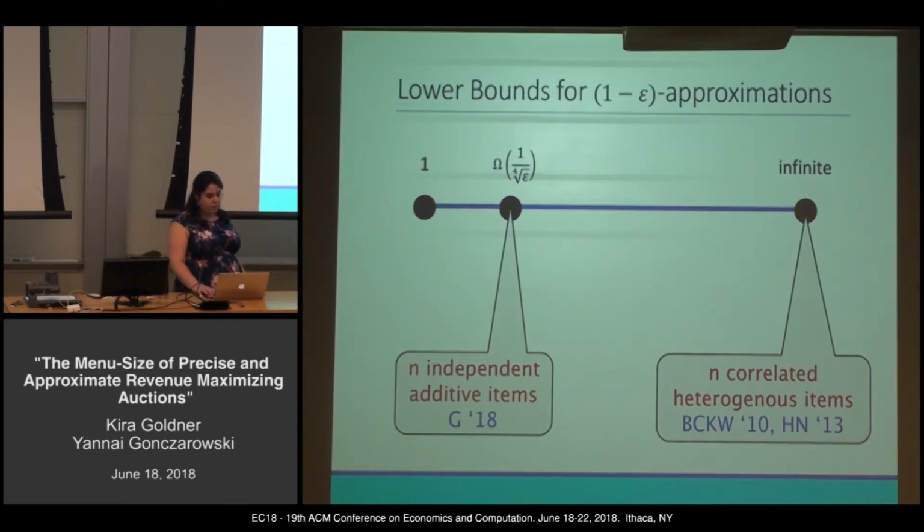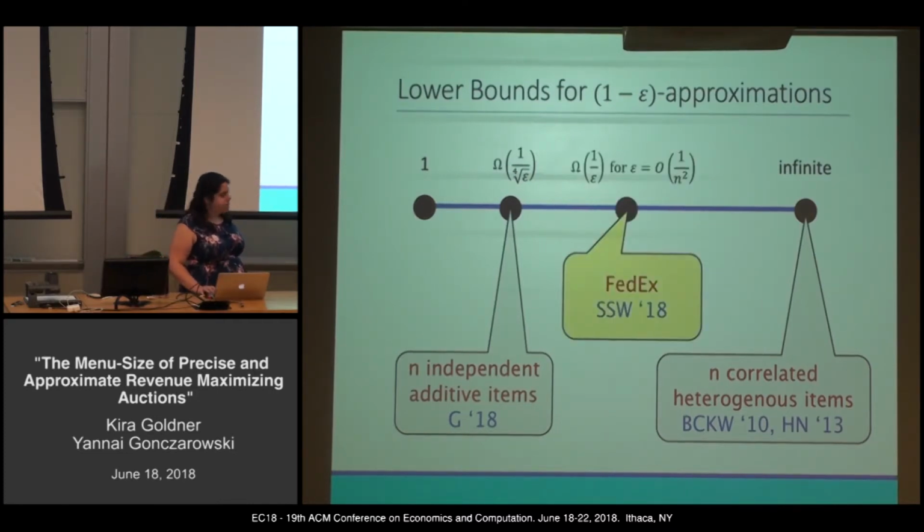And so what about lower bounds for approximation? This paper shows that to approximate FedEx, you're in between here. But it's for a very specific epsilon. It's only for epsilon equals 1 over n squared, or on the order of 1 over n squared. Okay, so again, I will dive into these much more in the rest of the talk.